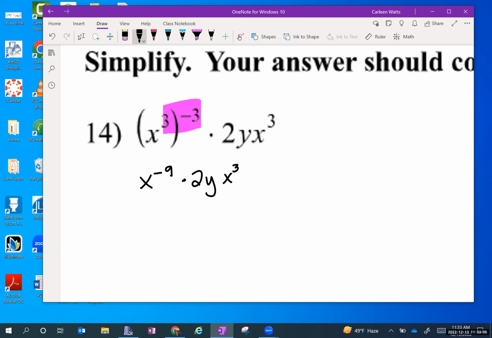Okay, let's combine these. So if I have x to the negative 9, x to the third, if I have base to the power, what do I do? Add, right? So 2y x to the negative 6. One more step.